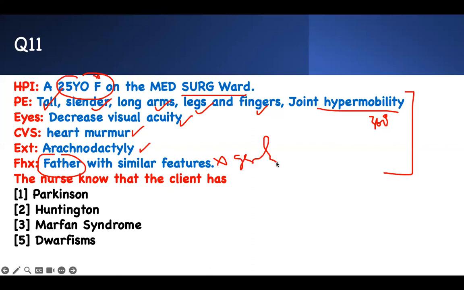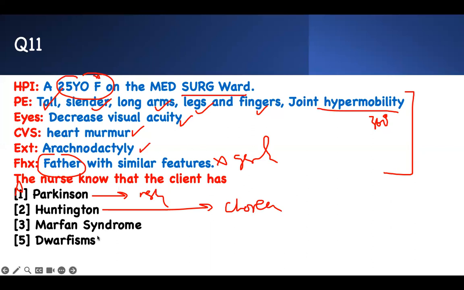The nurse knows that the client has what? Put it together. Parkinson's, I never told you they have resting tremor, rigidity, mask-like face. Yeah, it cannot be this. Huntington's, look forward. Chorea, like snake movement.